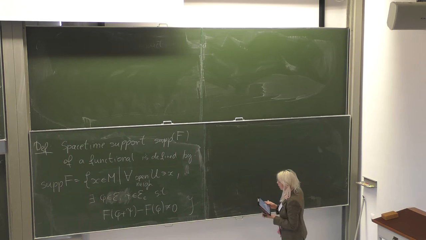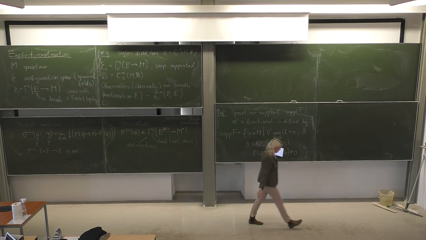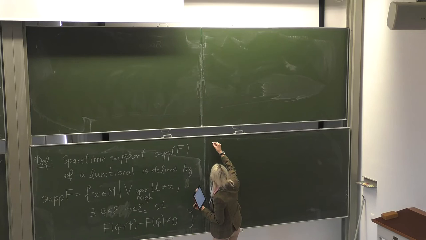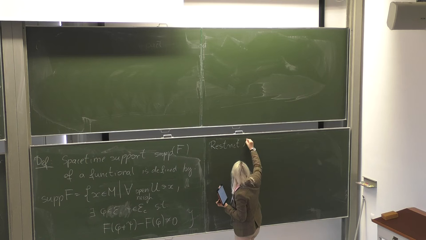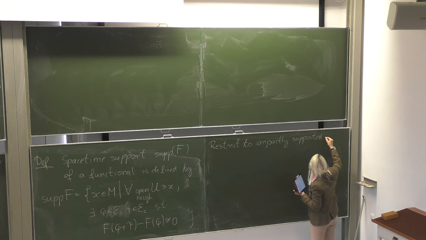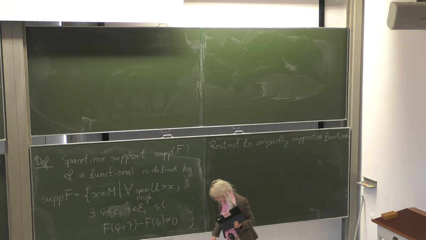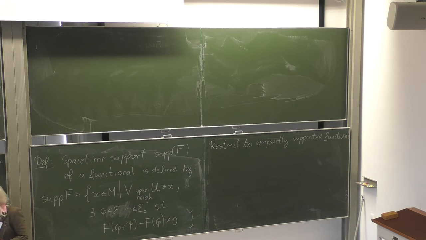Okay, so one thing I want to do right now, I'm going to restrict myself to functionals that are compactly supported. So I'm going to keep that for the rest of the lectures. So restrict to compactly supported functionals. Sorry. All right, but that's not everything. I need to make further restrictions. So there are many things in that space of smooth functionals which are not nice. So I want to distinguish things that are nice. So here are some important classes of functionals.